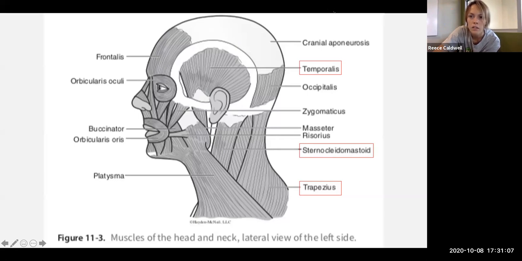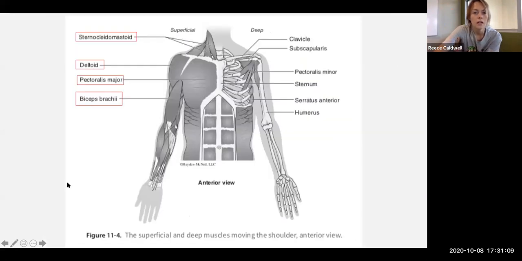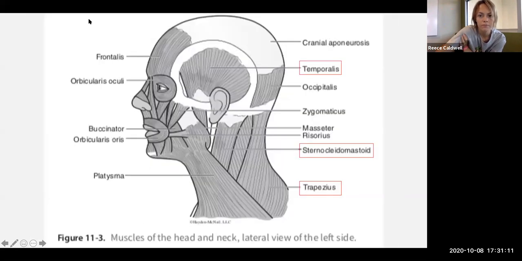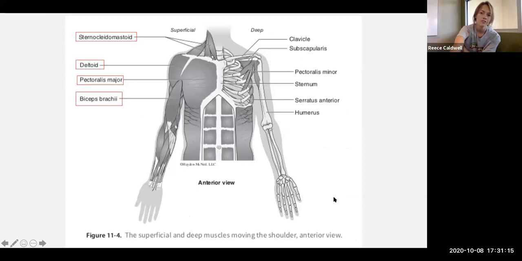Yeah, let me get this pulled up. We'll go over trapezius when we look at the back. So this is the anterior view of the front of the body. You can see that sternocleidomastoid attaching right there at the manubrium of the sternum, right there at the top. And so now we'll get into the arm.